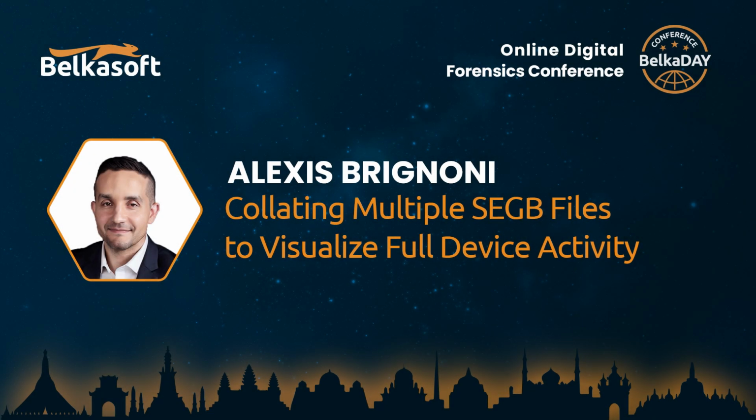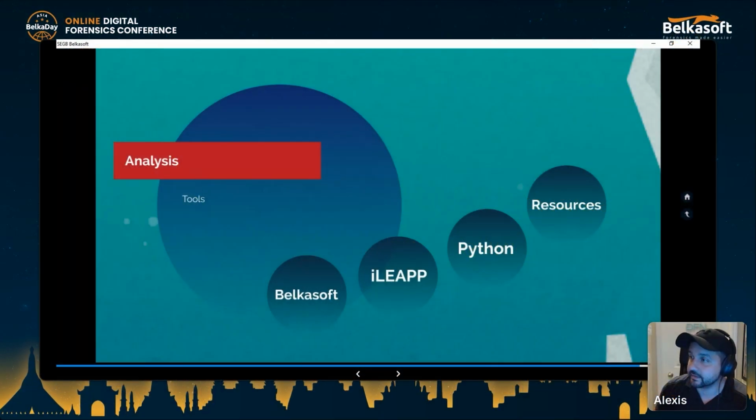The question is, SEGB files are saved in multiple locations, right, based on the activity type. That's correct. How do I collate multiple SEGB together so I can show the whole activity on the device? That's a great question. Most forensics tools will split them into categories, which is correct. Battery level, app and focus.